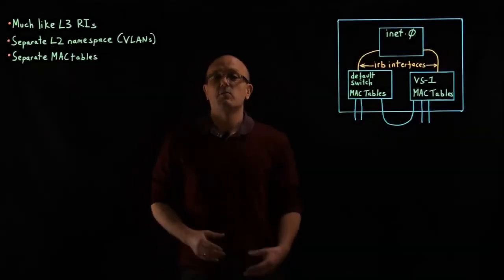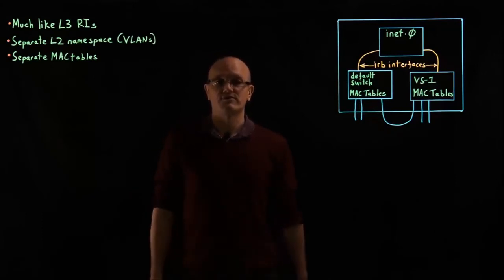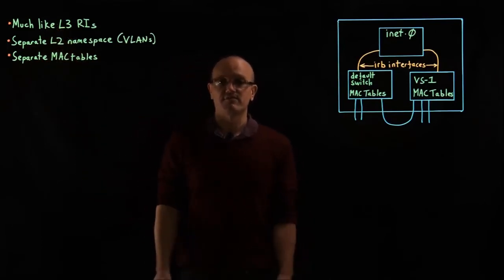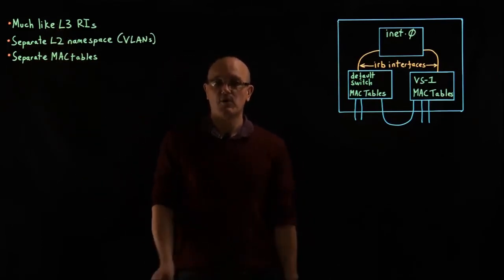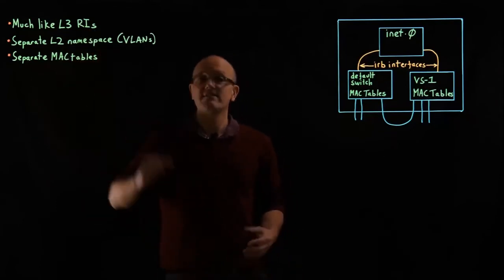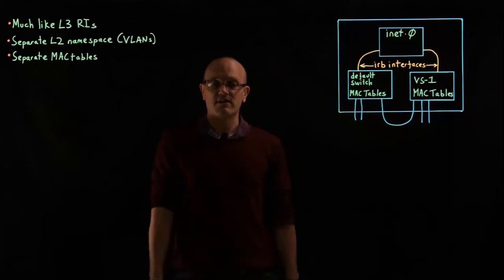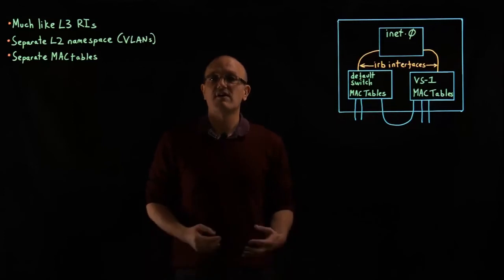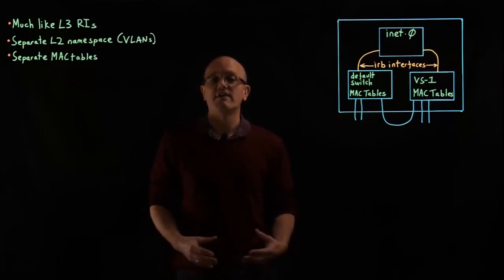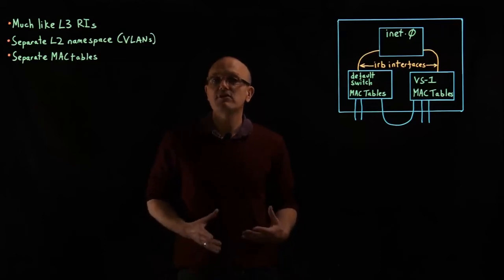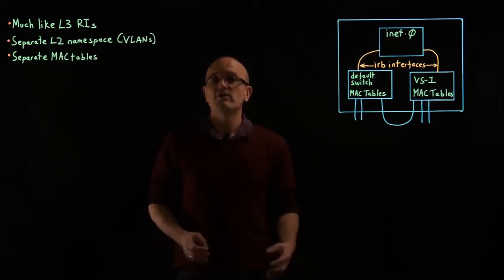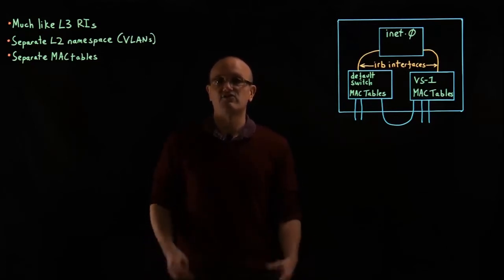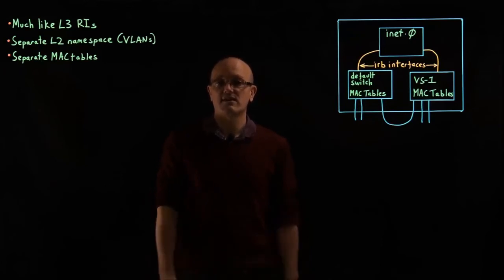In this video, we're going to take a quick look at virtual switches. So virtual switches are much like layer 3 routing instances. In fact, you configure them in exactly the same way. You're configuring them under the routing instance stanza in Junos configuration. It's just you're specifying that they are the type virtual switch rather than, say, a virtual router or a VRF. And much like layer 3 routing instances, we're just providing logical separation between different logical domains. It's just that we're dealing with layer 2 here rather than layer 3.